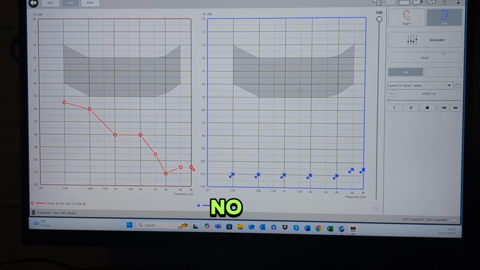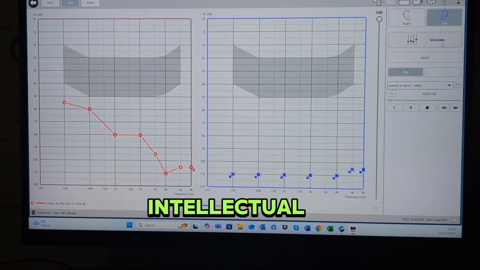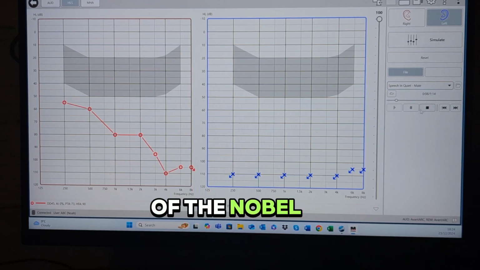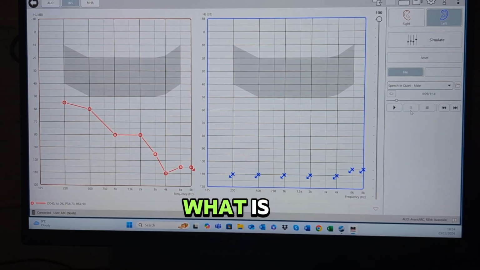Okay, here we go. No recurrent event in the intellectual world of the Nobel Awards.